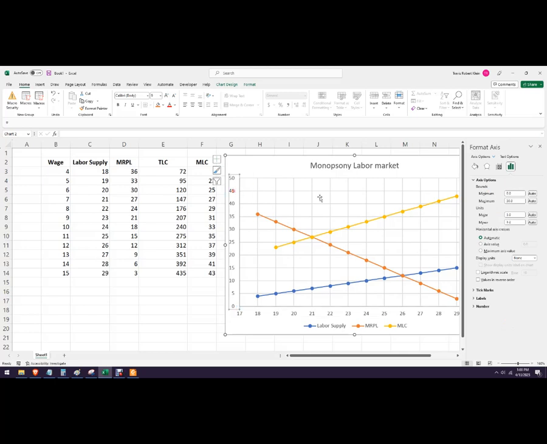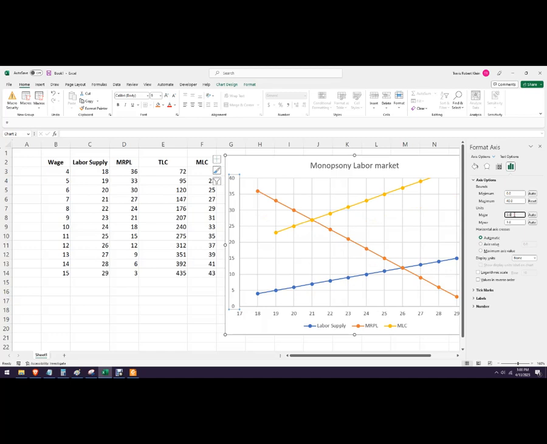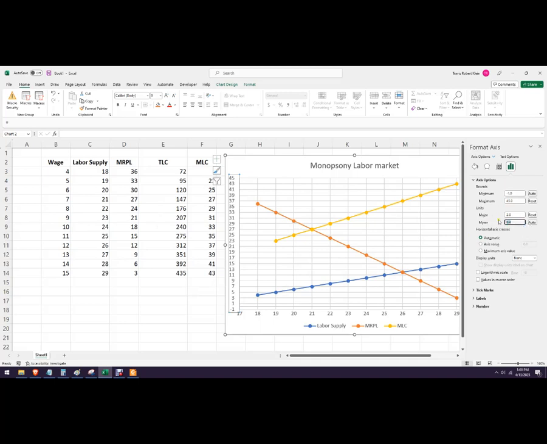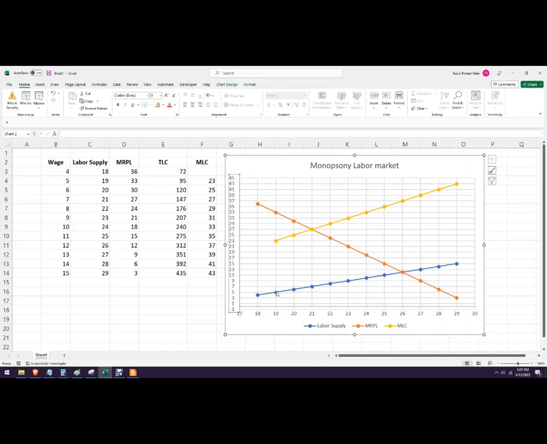Okay, and then if you want to change that one, I think the highest number we have there is like around 40. Nope, 45. Is there a larger number than 45 somewhere? I suppose there must be. And then the minimum is fine, and then units, you could change it to 2. You could change it to 1 if you wanted to. Whatever you want. Change that all around. I guess that looks a little goofy. And that is how to create a monopsony graph using Excel data that you got from a problem.